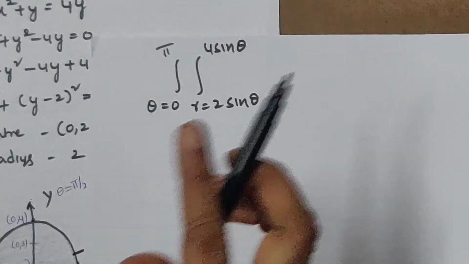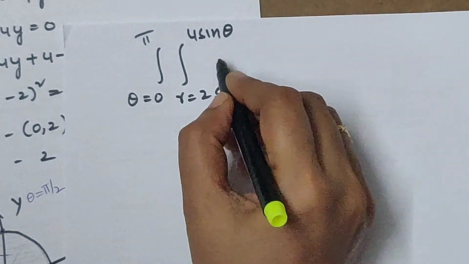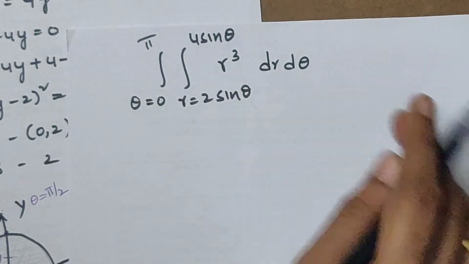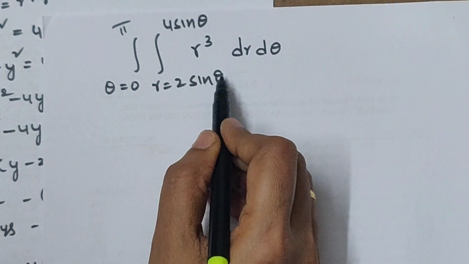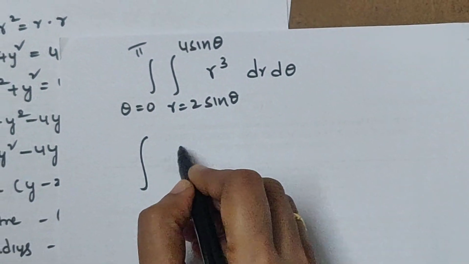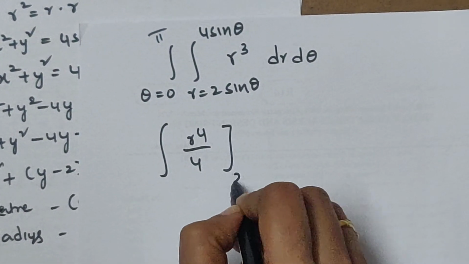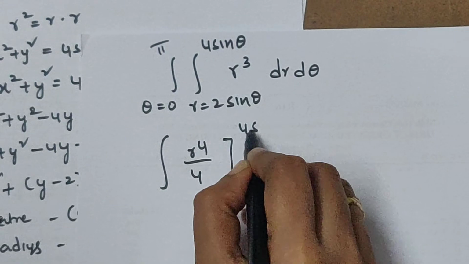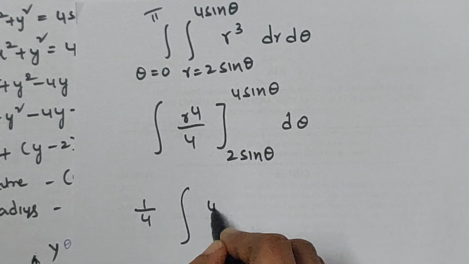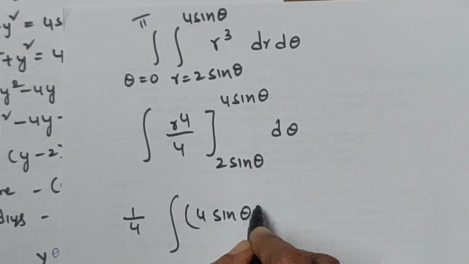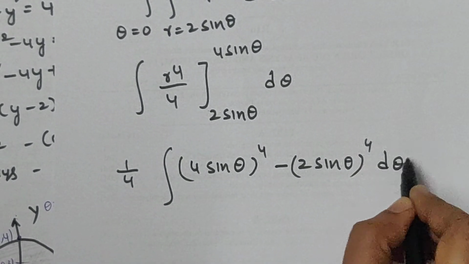So the double integral over the region R, with these limits, is r cube dr d theta. To evaluate this, the r limits are in terms of theta, so first we have to do r integration. So r power 4 by 4, with limits 2 sin theta to 4 sin theta, d theta. That is 1 by 4 integral of (4 sin theta) to the power 4 minus (2 sin theta) to the power 4, d theta.